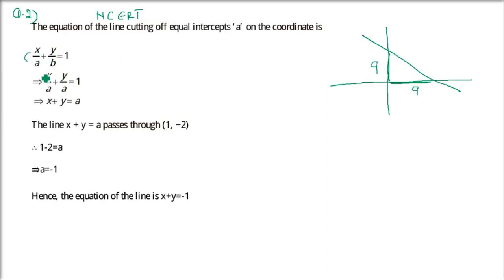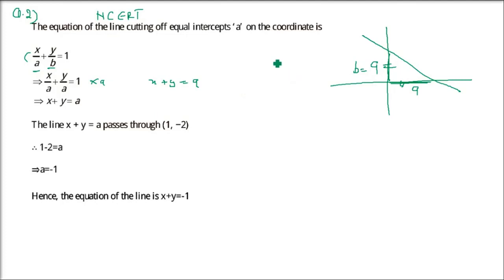So the equation x by a plus y by b equals 1. In place of a and b, you put a and a, because both the intercepts are the same. So multiply the equation by a, and you will get x plus y equals a. So x plus y equals a.